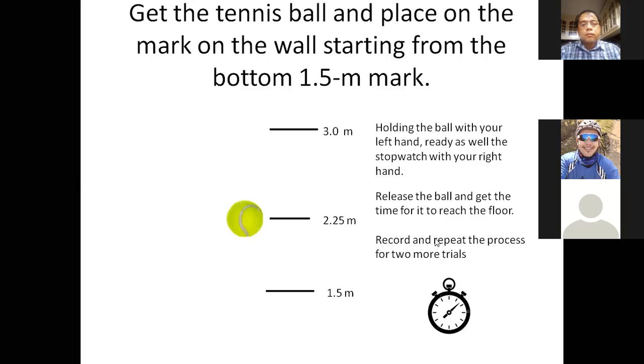Then next you go to the 2.25 meters height, and then you can do the same process and record. So you repeat this 3 times.